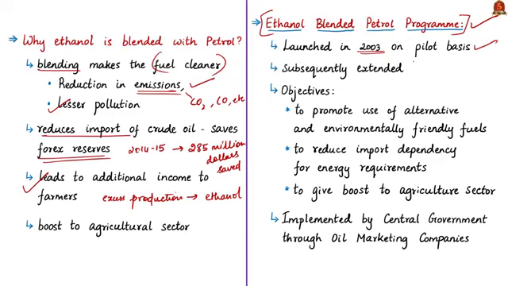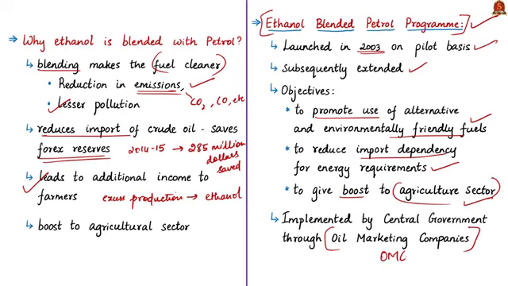This program was subsequently extended to the 21 states and 4 union territories. At present, this program has been extended to the whole of India except union territories of Andaman and Nicobar and Lakshadweep Islands. The purposes and objectives of this program are to promote the use of alternative and environment-friendly fuels. This program also aims to reduce import dependency for energy requirements, and it also aims to give a boost to the agricultural sector. This program is implemented by the central government through oil marketing companies, which in short are known as OMCs.